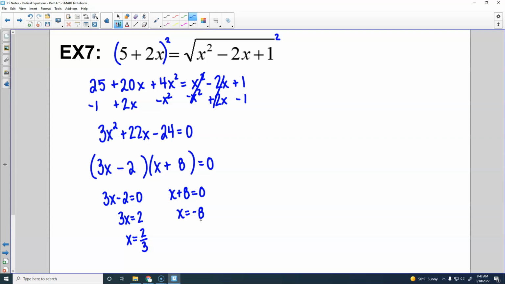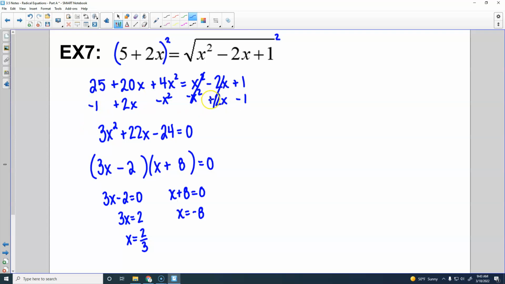So you should get 2/3 and -8 for this, although I have not checked for extraneous solutions yet, so one of those may be extraneous. When you square this over here, make sure you got 25 plus 20x plus 4x squared. There, and over here this will just cancel. You will move everything to one side, so make sure I've done that right.